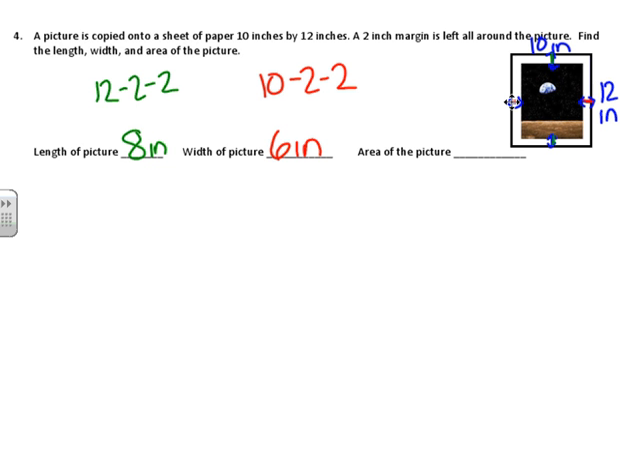And the area, I would do 8 inches multiplied by 6 inches, and I would get 48 inches squared. Units are half of your points on this problem, so make sure that you have them.